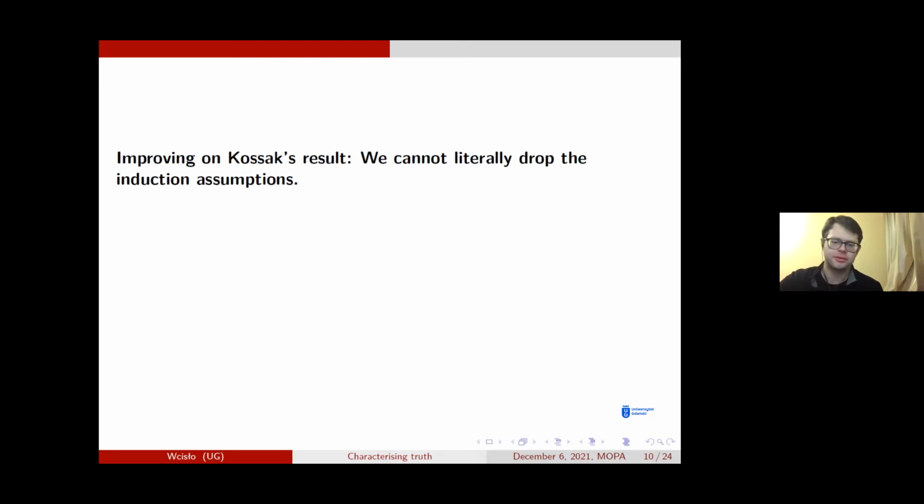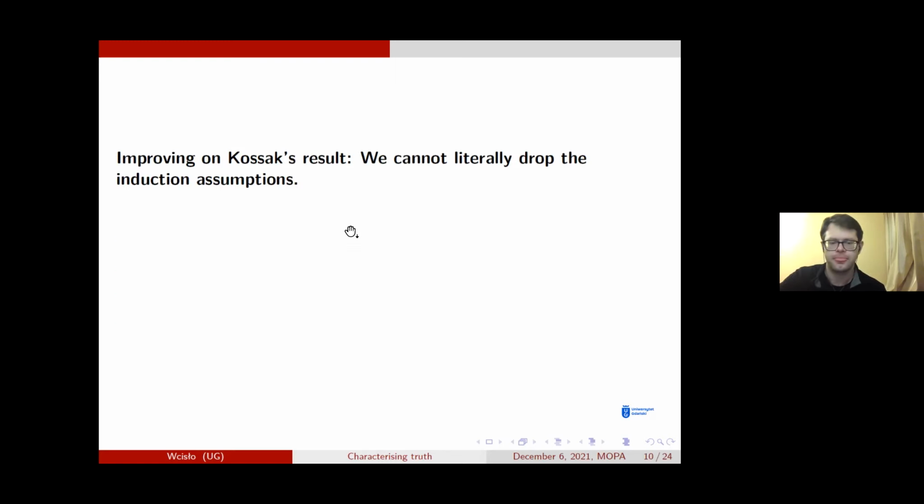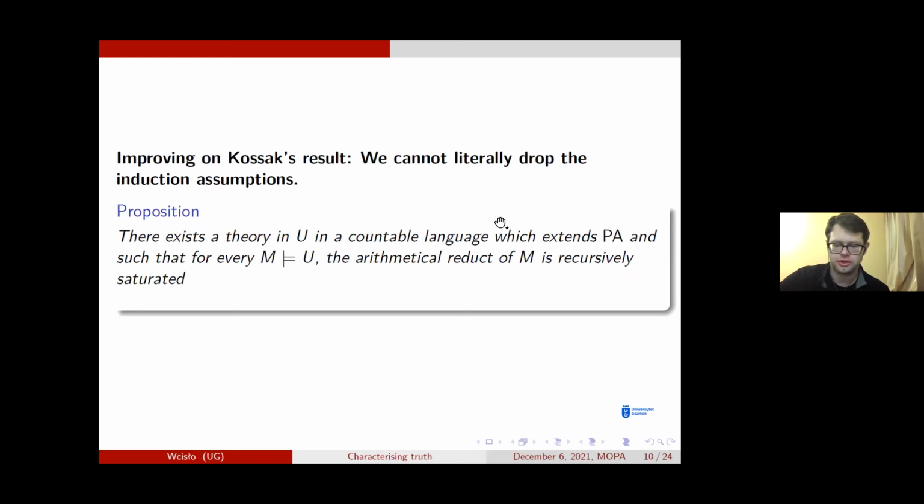One thing we cannot do is literally drop the assumption about induction for the theory. The previous example could suggest that maybe you come up with something general enough that would also cover CT minus, let's say. So if you have a theory which does impose recursive saturation, do you automatically have to have UTB, right? Maybe that would be the truth. This is not true. So here's the proposition. You can have a theory U in a countable language that extends PA. I don't write anything about induction, but it does impose recursive saturation. So everything as in Kossak's theorem except for induction for U, for the extended language of U.